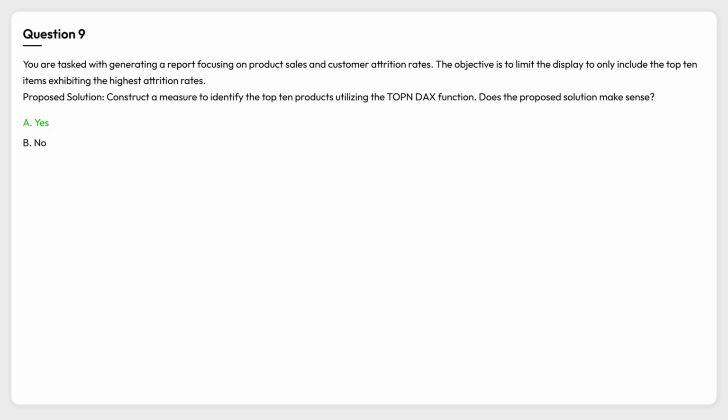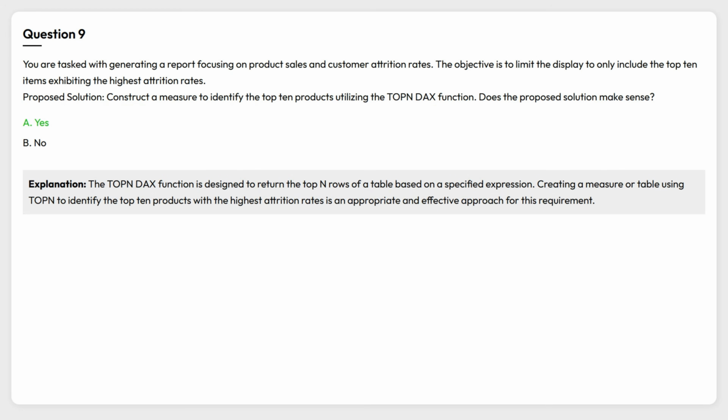The correct answer is option A, yes. The TOPN DAX function is designed to return the top n rows of the table based on a specific expression. Creating a measure or table using TOPN to identify the top 10 products with the highest attrition rates is an appropriate and effective approach for this requirement.